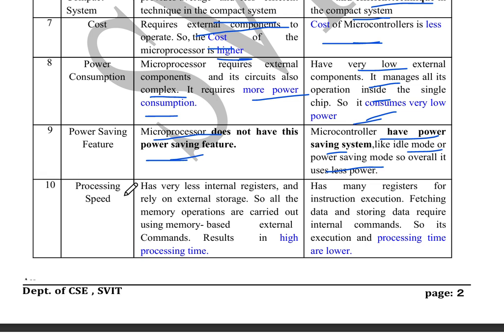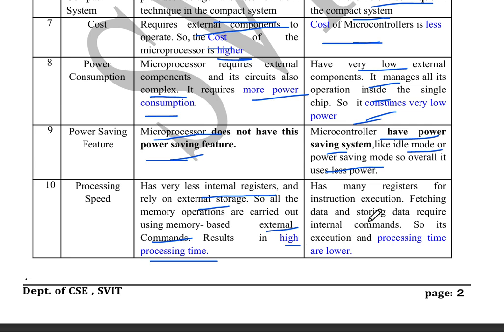Next, processing speed. In a microprocessor, there are very few internal registers, so it has to rely on external storage for all memory operations. And these memory operations are carried out on external commands. Hence, it leads to high processing time.